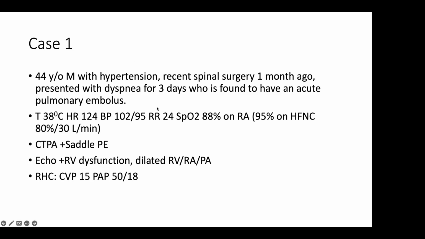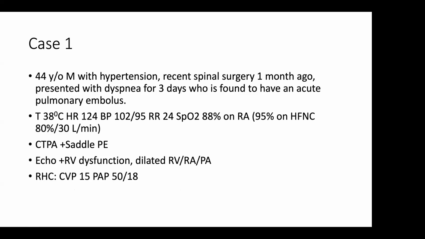So case number 1, we have a 44-year-old male with hypertension, had a spinal surgery 1 month ago, came in with dyspnea for 3 days and found to have acute PE. He was tachycardic, a little bit hypotensive, blood pressure 102/95, tachypneic with a respiratory rate of 24, and hypoxic at 88% on room air. You grab an ultrasound that shows right-sided dysfunction, dilated right ventricle, right atrium, and pulmonary artery, with the right heart cath measurement of CVP of 15 and PA pressure of 50/18. So this is your case 1, acute right-sided failure because of the PE that's sitting in room 1.